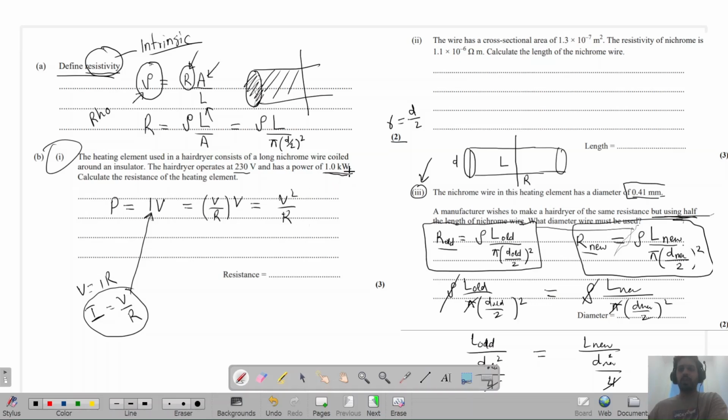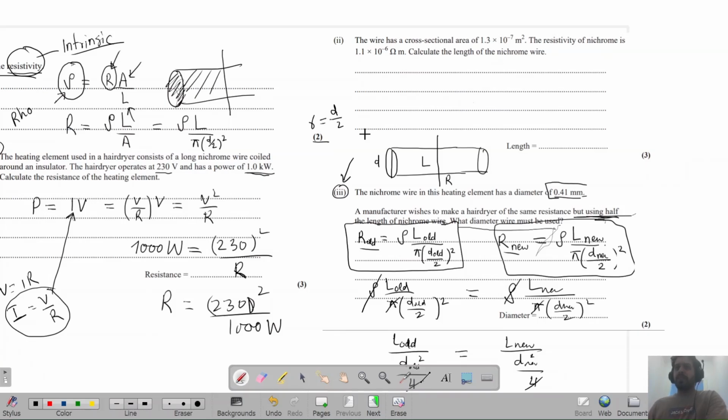So power is 1 kilowatt. We have to convert it into watts. So it will be 1000 watts equals voltage squared, which is 230 squared, divided by resistance. So if you want to find resistance, you can change this equation. So resistance will be 230 squared divided by 1000 watts, and you should get your answer in the units of ohms. Okay, second question.